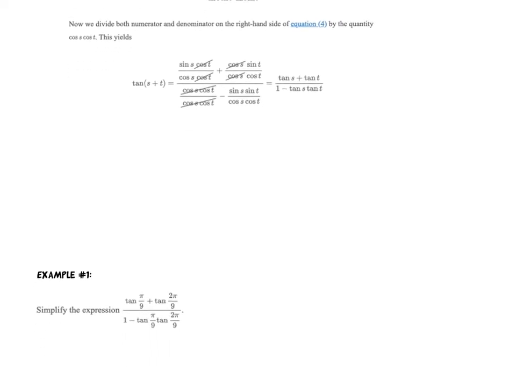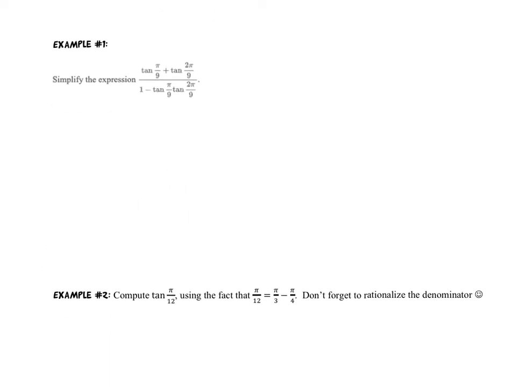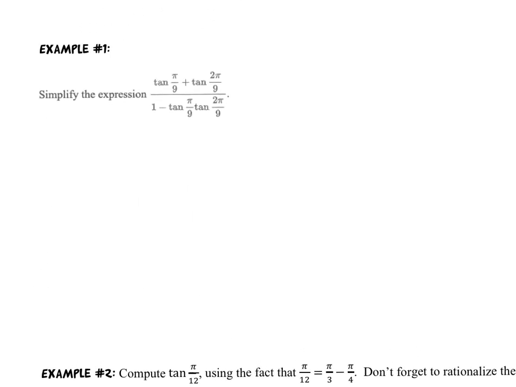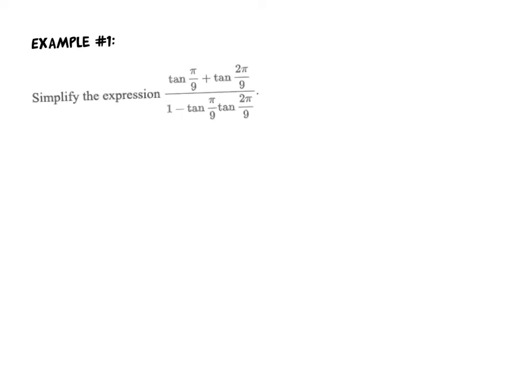Now, let's go ahead and use the formula. So example 1 here, it says simplify this expression. Tangent of pi over 9 plus tangent of 2 pi over 9 over 1 minus tangent of pi over 9 tangent of 2 pi over 9. So now, hopefully this looks familiar to you. That is the right side of tan s plus t, because I have the plus here and then I've got the minus here.